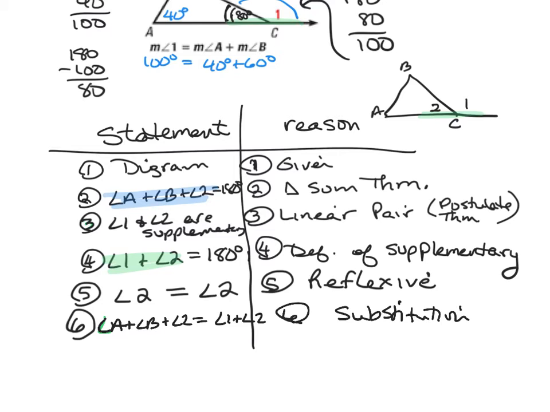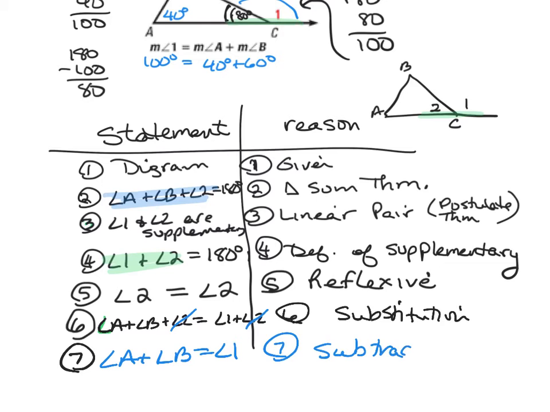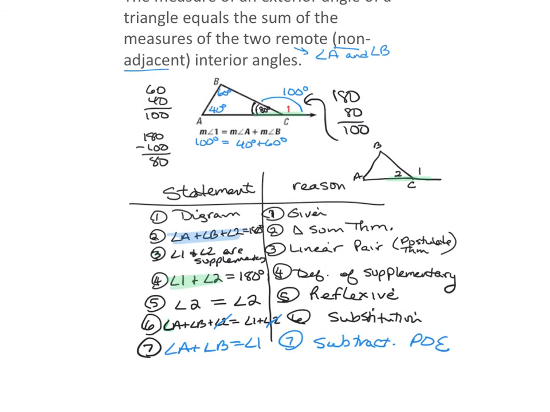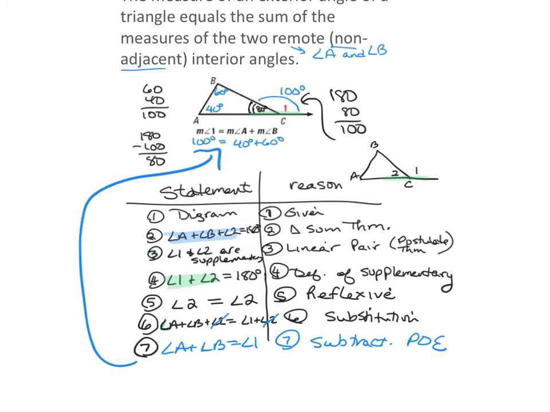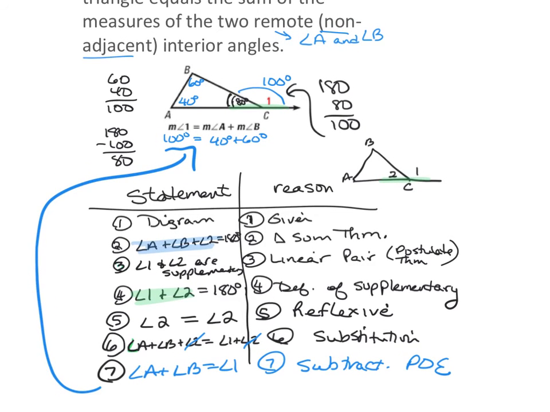And then finally, my last step, which shows the result of the triangle sum theorem: I'm going to subtract the angle 2 from both sides. And then I'm just left with angle A plus angle B equals angle 1, which is that exterior angle. So this would be the subtraction property of equality. And this is what I was trying to prove: that the exterior angle is equal to the sum of the 2 remote non-adjacent interior angles.